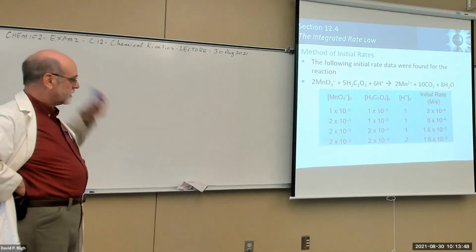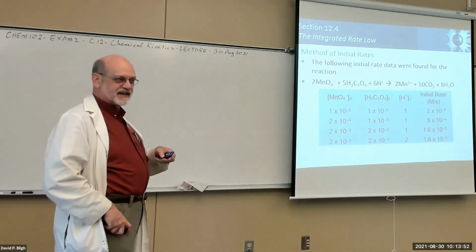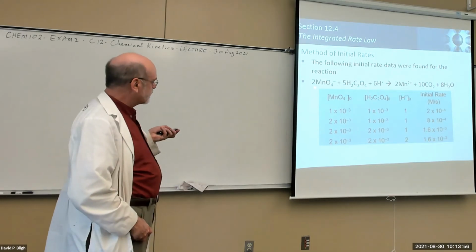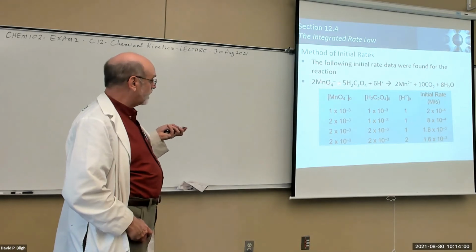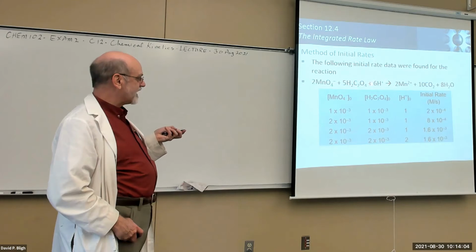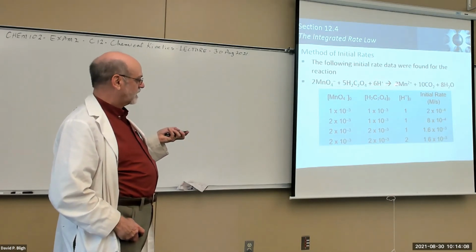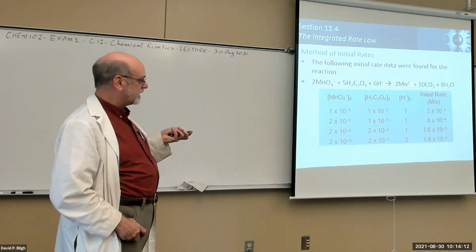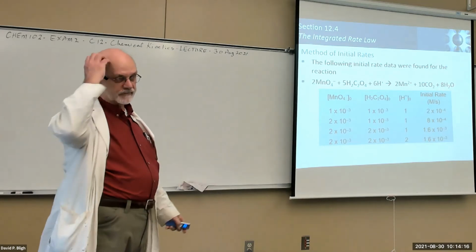So here we have lots of information. I mean, it can swamp your brain if we don't pick it apart. So this is the reaction that we're investigating. The manganate ion. This one is oxalic acid, probably. This is extra acid. And the yield, the manganese 2+ ion, carbon dioxide gas, and water.